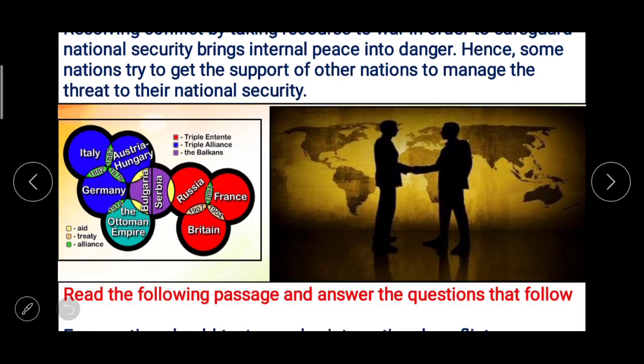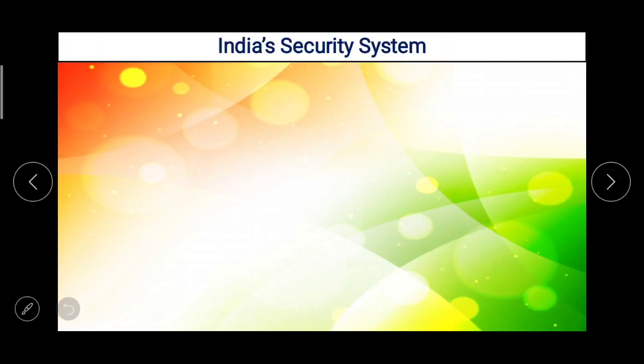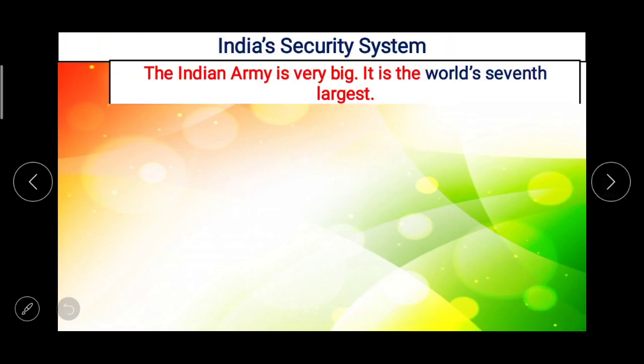Now the next point, India's security system. This para is given in our textbook and the questions based on it: read the following passage and answer the questions that follow. So you can do this on your own with the help of the textbook.